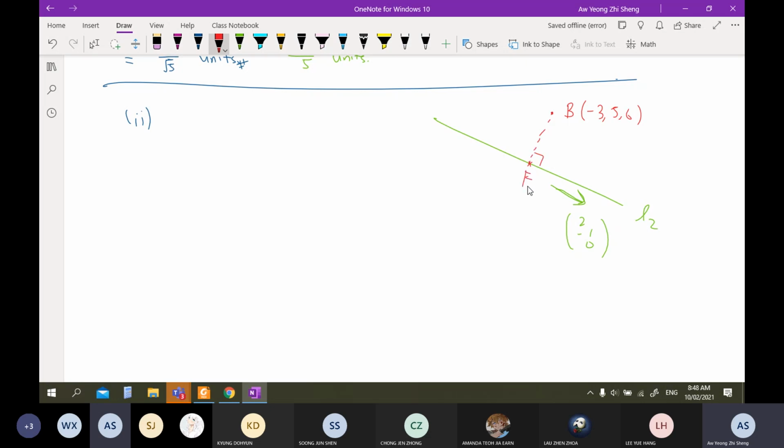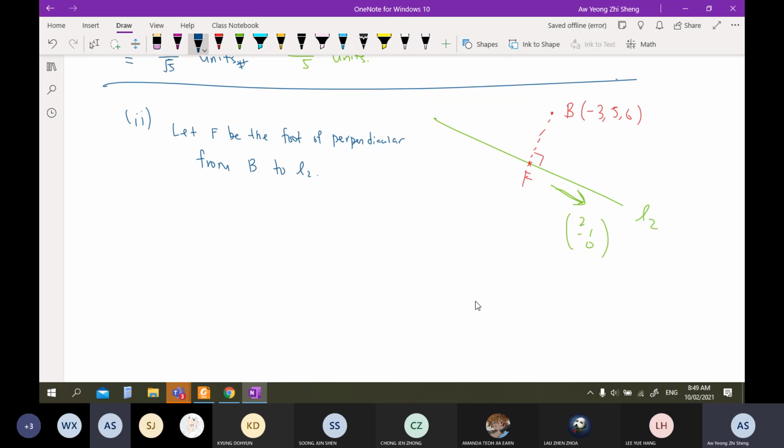Draw a foot of perpendicular which I label as F, and let's introduce what is F. Okay, so we have to tell the reader what we mean by the point F here, because F is not a standard symbol. You can name your foot of perpendicular to be N or whatever other symbols you like, right? So let's introduce point F. Let F be the foot of perpendicular from B to L2.